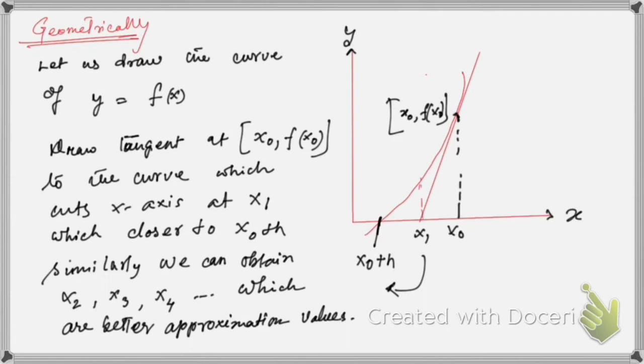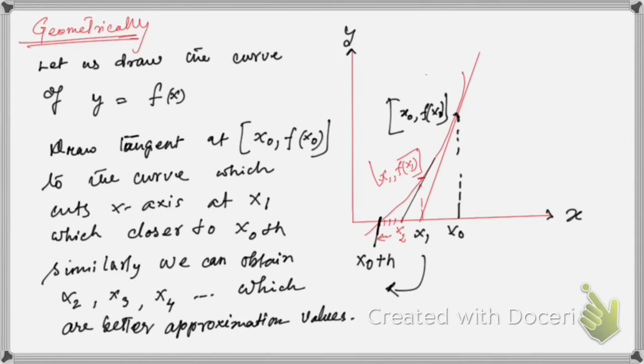So after getting x1, suppose this is the point x1, f of x1. If you draw a tangent here, this is the point, suppose x2. Similarly we will get x3, x4, x5. We will go close to this actual value. So hope you have understood this.